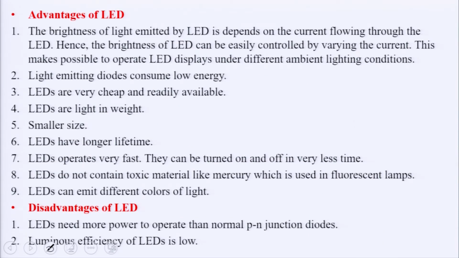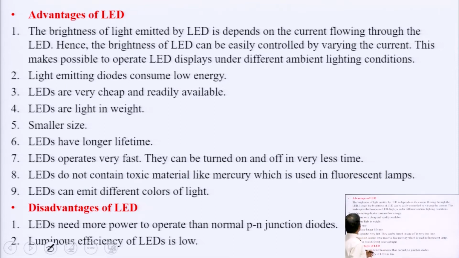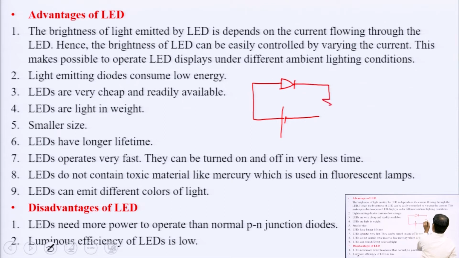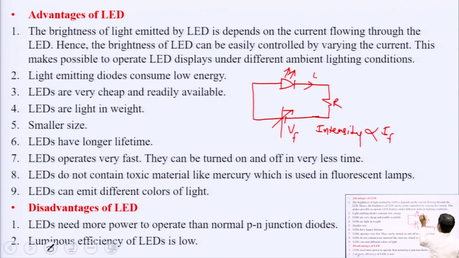Now, advantages of LED. The brightness of the light emitted by the LED depends on the current flowing through it. This means, suppose this is the forward voltage, this is the light emitting diode, and this is the resistance R. This means the intensity of light is proportional to the forward current.